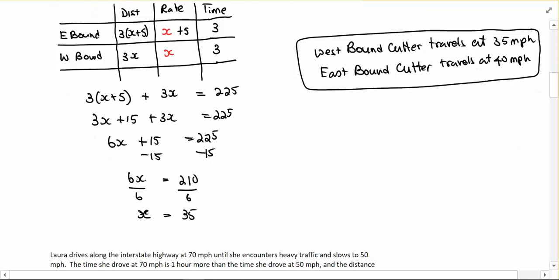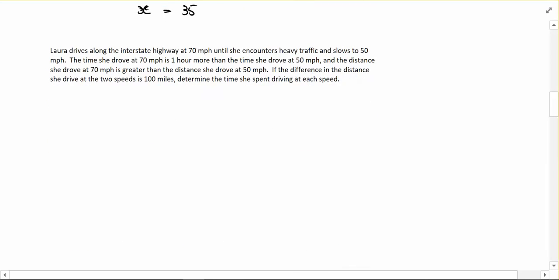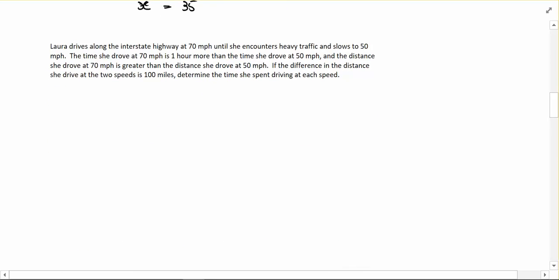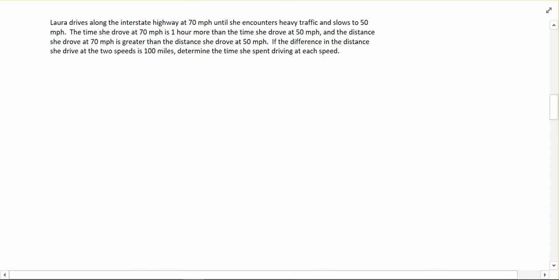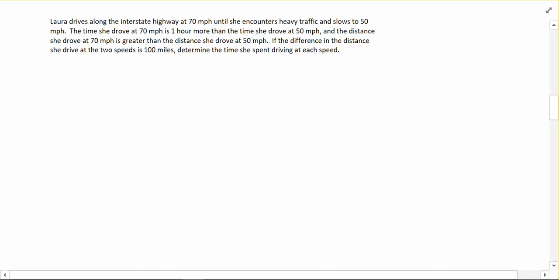Let's look at another distance rate time problem. Laura drives along the interstate highway at 70 miles per hour until she encounters heavy traffic, and slows to 50 miles per hour. The time she drove at 70 miles per hour is 1 hour more than the time she drove at 50. The distance she drove at 70 miles per hour is greater than the distance she drove at 50. If the difference in the distances is 100, determine the time she spends at each speed.